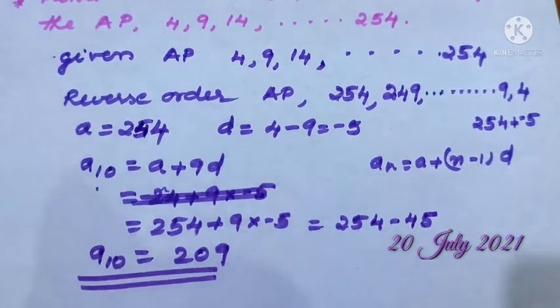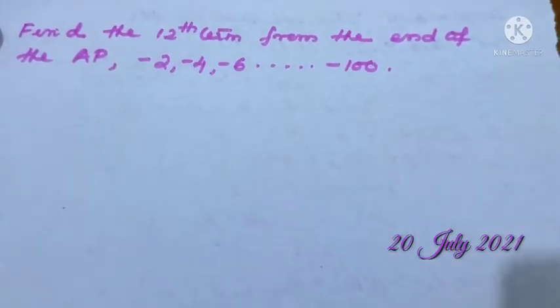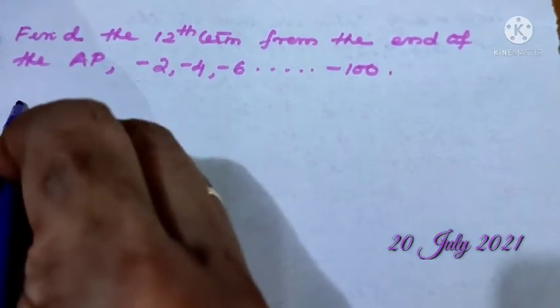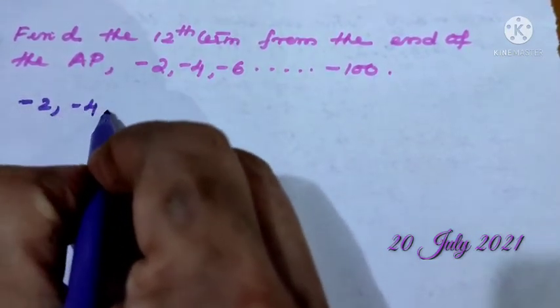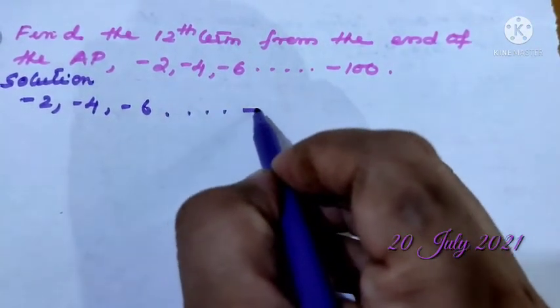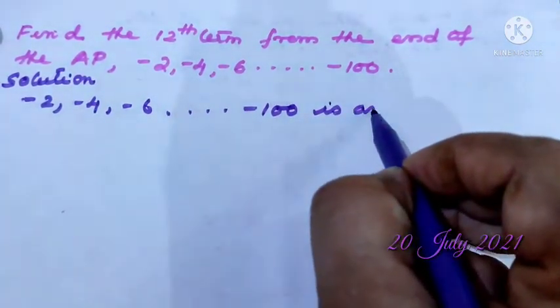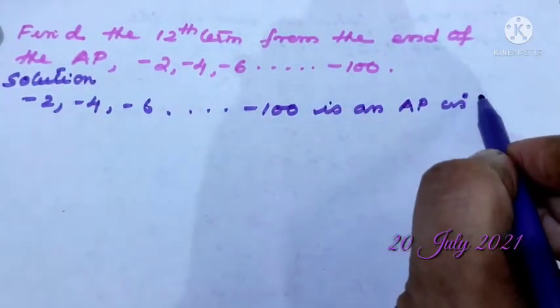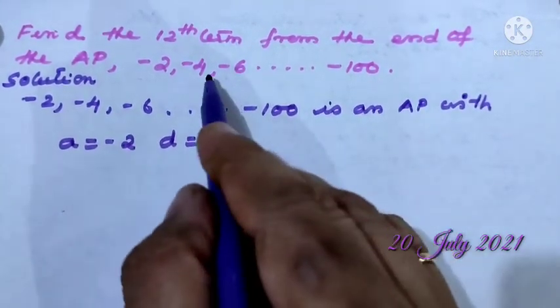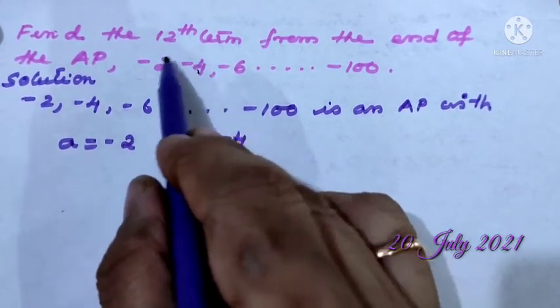So for last end, the reverse order AP should be written, and A and D should be written correctly. Then only we can proceed. One more similar question: find the 12th term from the end of the AP minus 2, minus 4, minus 6, etc. minus 100. So we will write here minus 2, minus 4, minus 6, etc. minus 100 is an AP with A equal to minus 2 and D equal to minus 2 only. See minus 4, A2 minus A1.